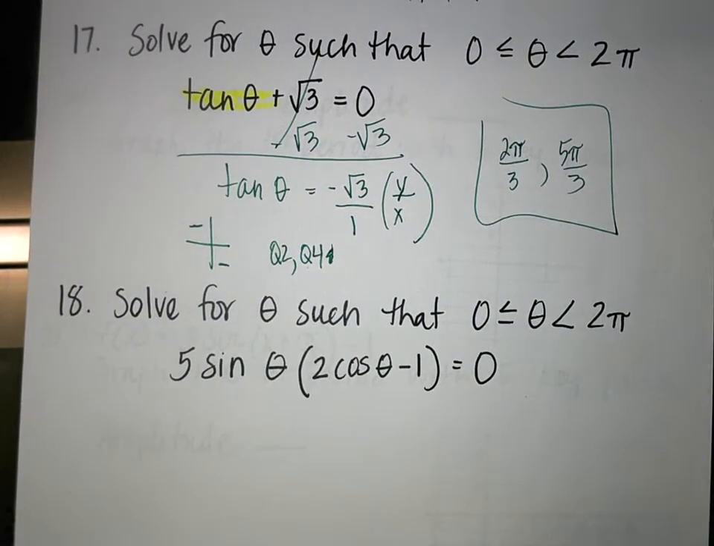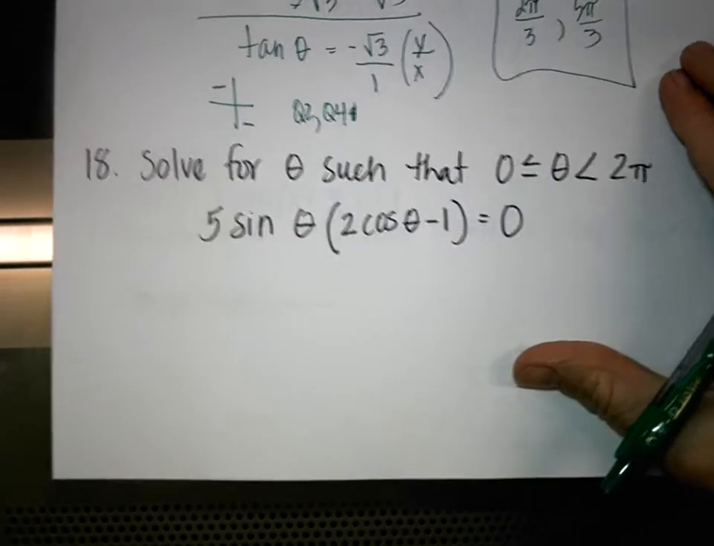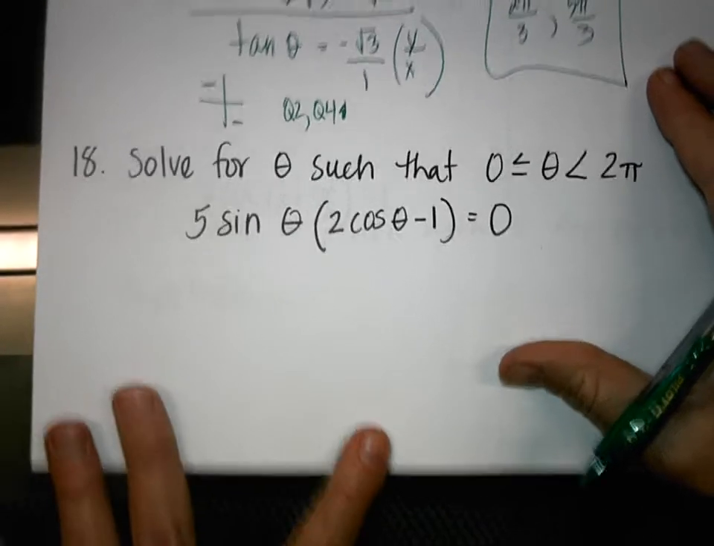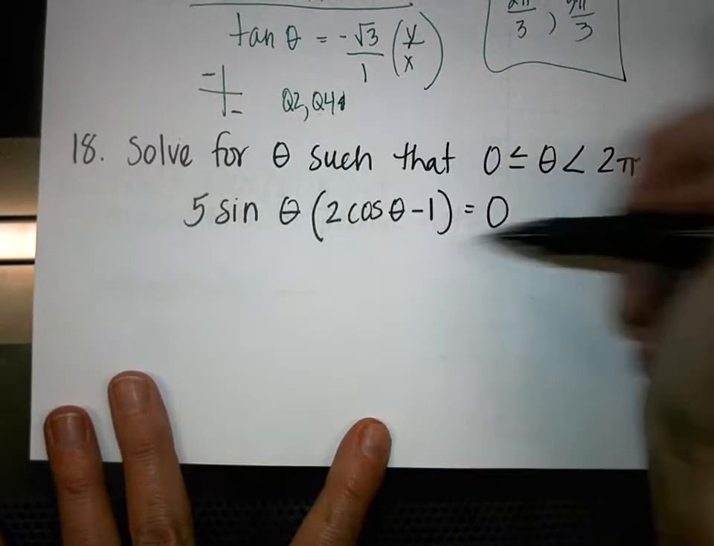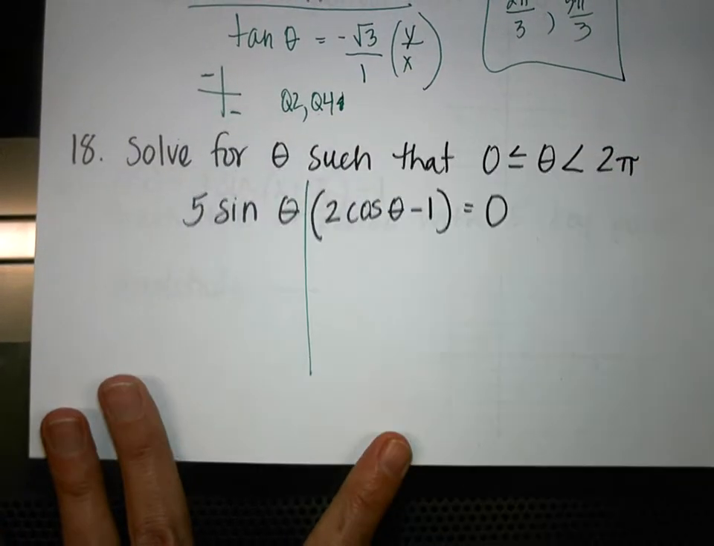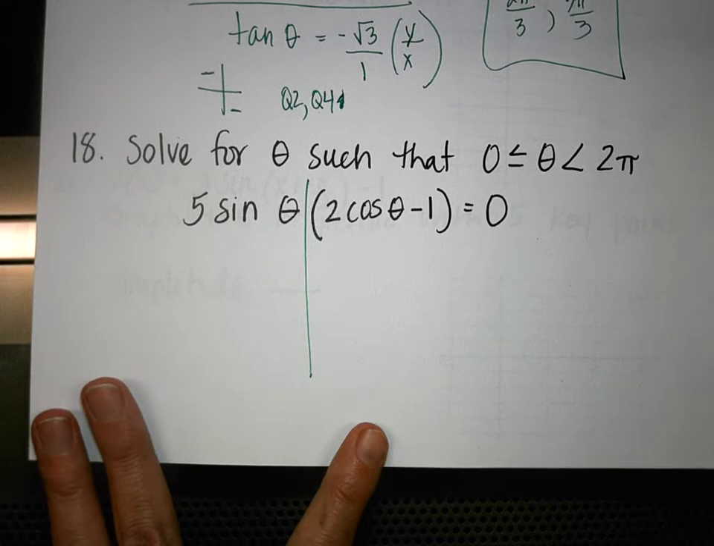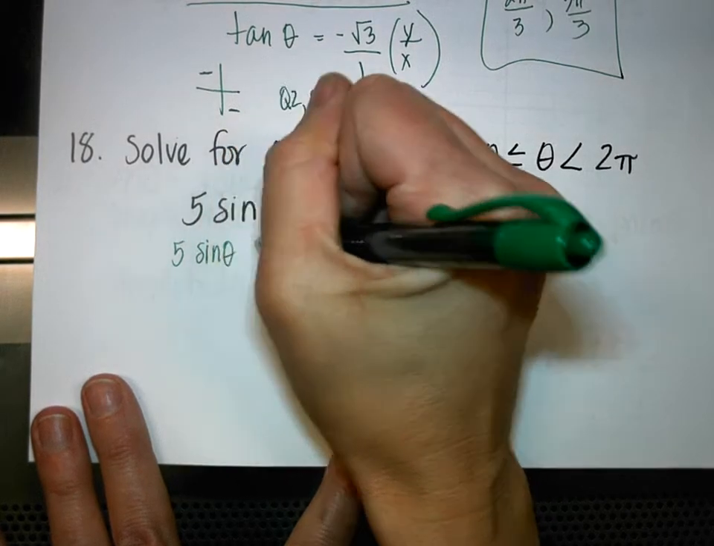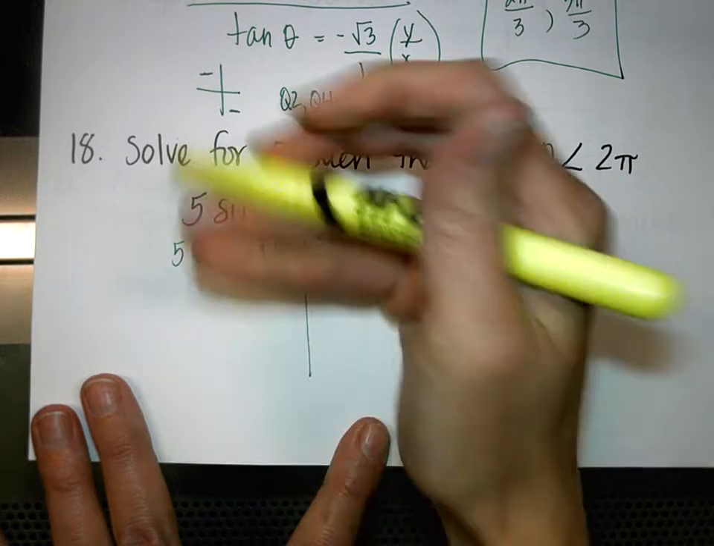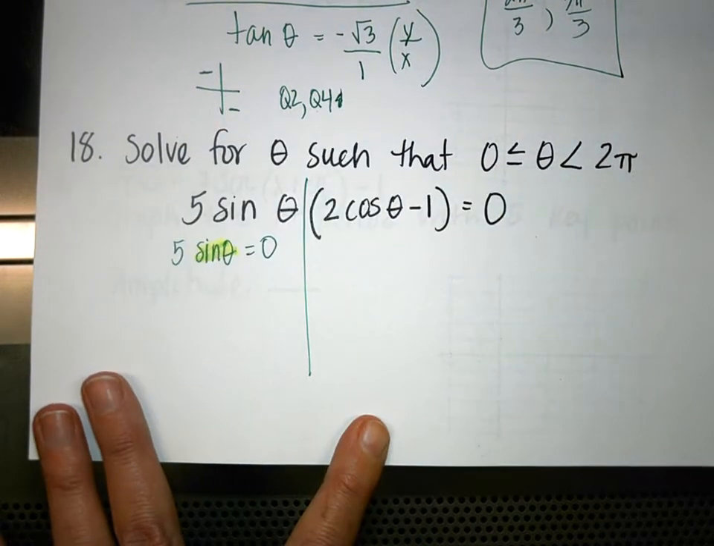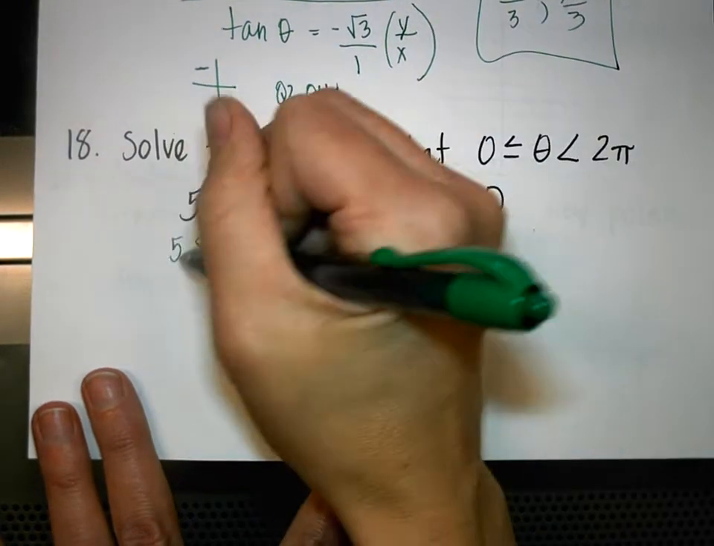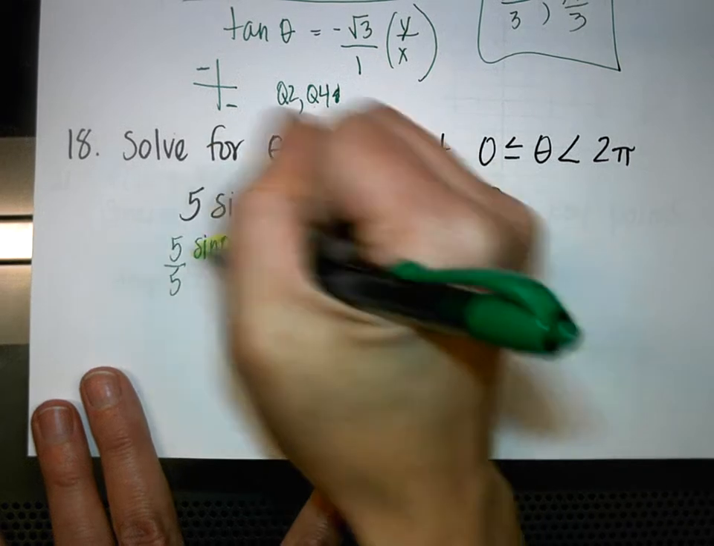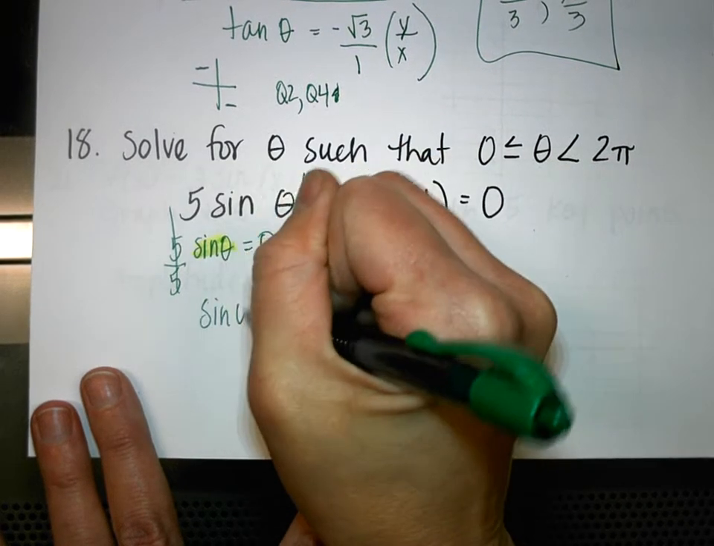Number 18, this one they've factored it for us. There are 2 different problems here, and so we're just going to break them up and solve both of these. The first one we have is 5 sine of theta equals 0. We're going to be solving for sine. We get sine by itself by dividing by 5, and I end up with sine of theta equals 0.